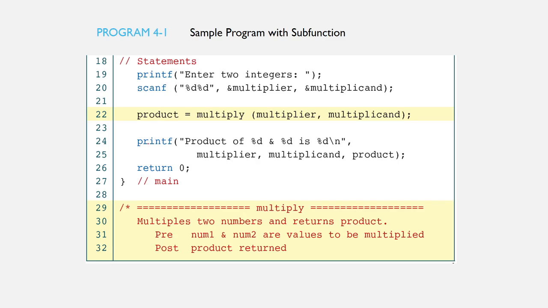And line 24 and 25 just simply display the product of the multiplier and multiplicand and the value of the product. All right. So again, we have here the function call.